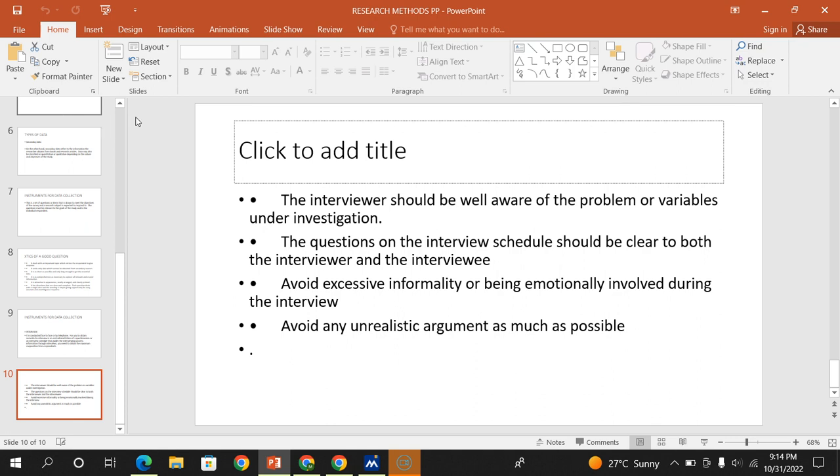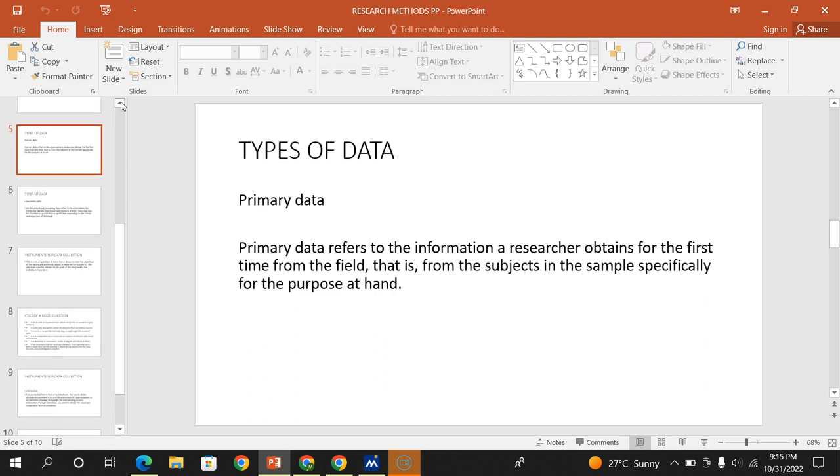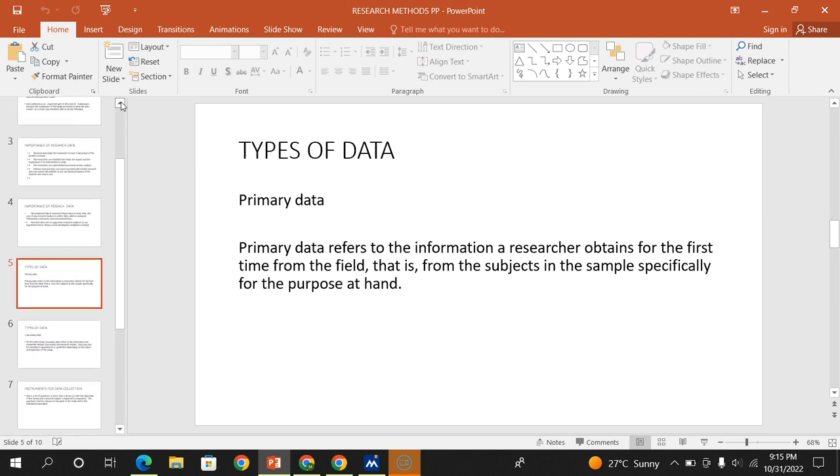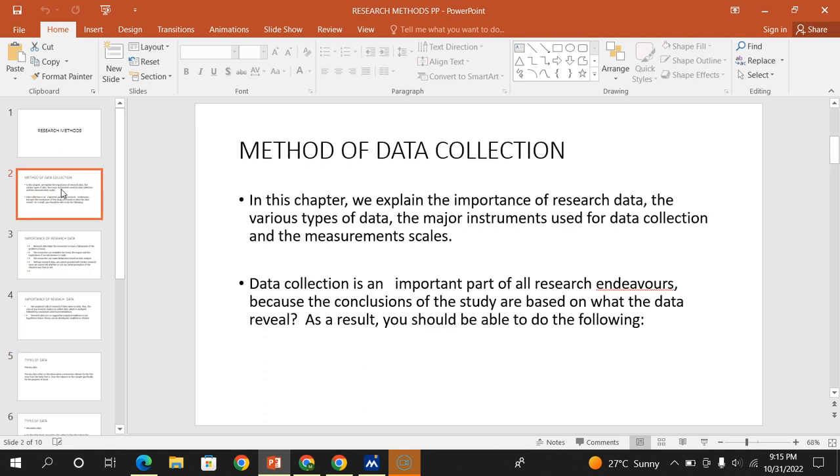I'll start by method of data collection. At the end of this lesson, you should be able to state the method of data collection. Then we have to know the importance of data collection.